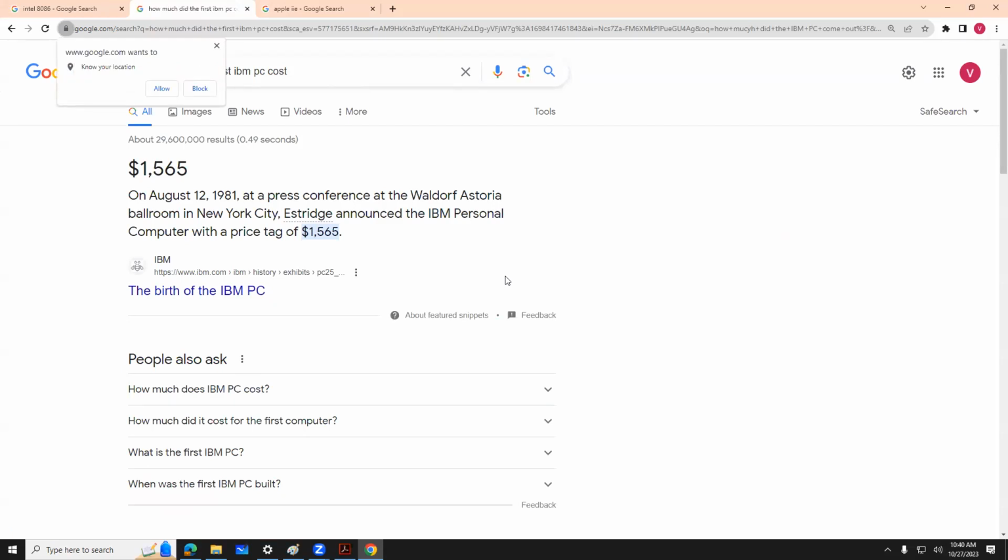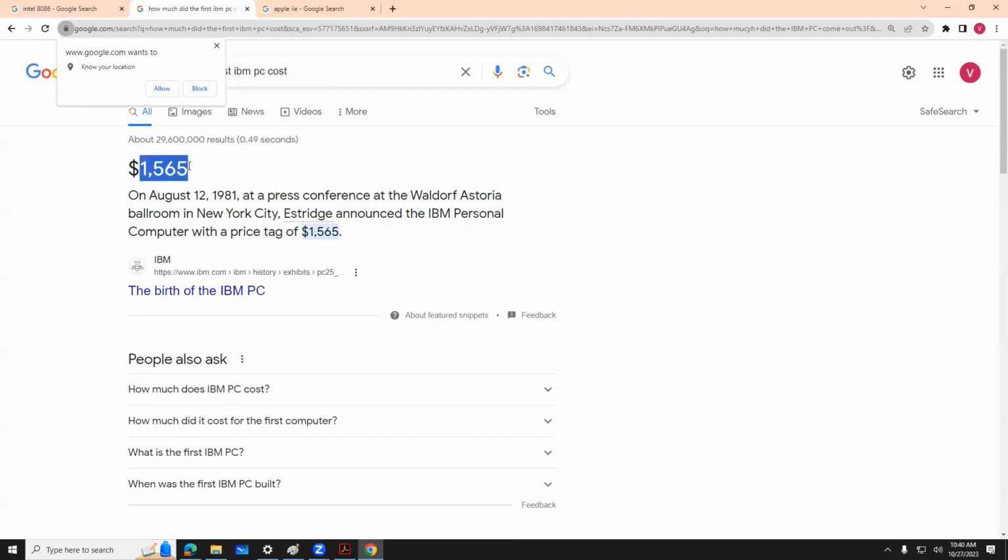The basic price tag for the IBM personal computer, which was manufactured in New York. It was manufactured in New York, as in the Empire State, right up the river from the Hudson River, from the Big Apple, right? That's where they made these things. And they made a huge announcement.